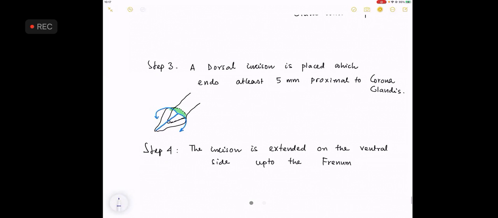You have to stop 5 millimeter before the sulcus or the corona glandis, whatever you call that to be. And see that I have drawn a green line. You are not going to go to that green line.